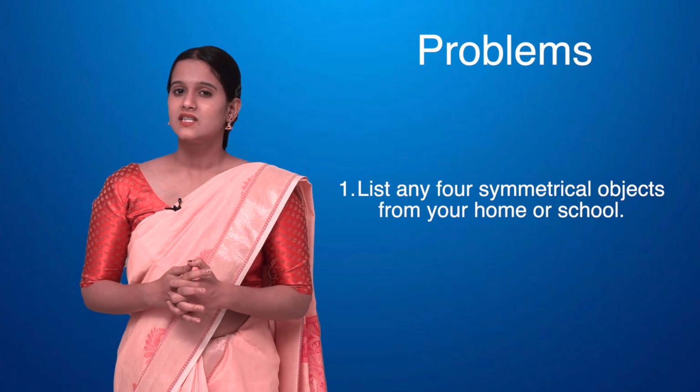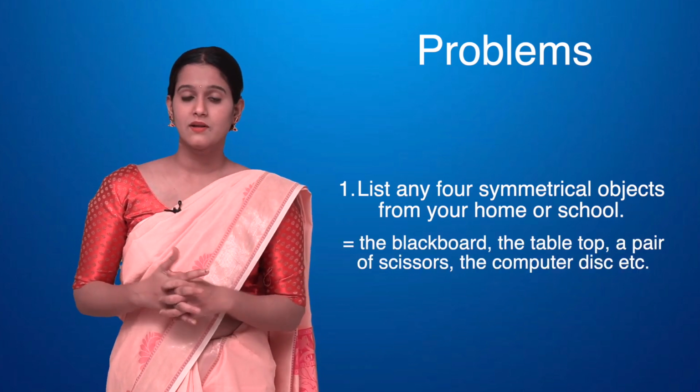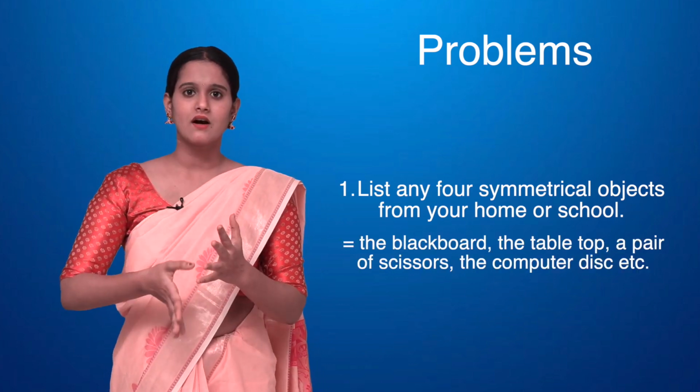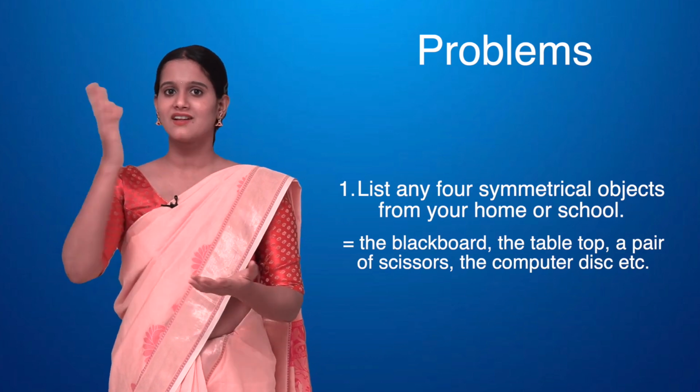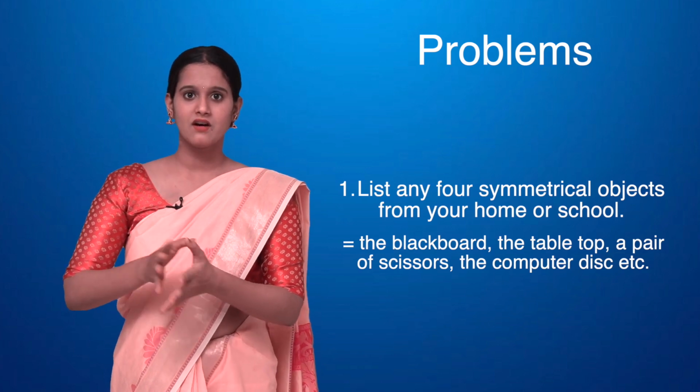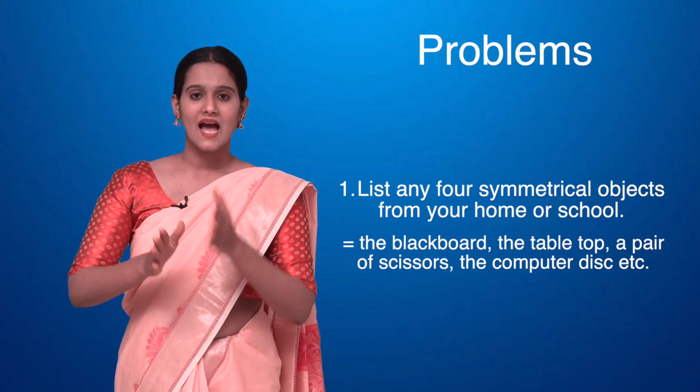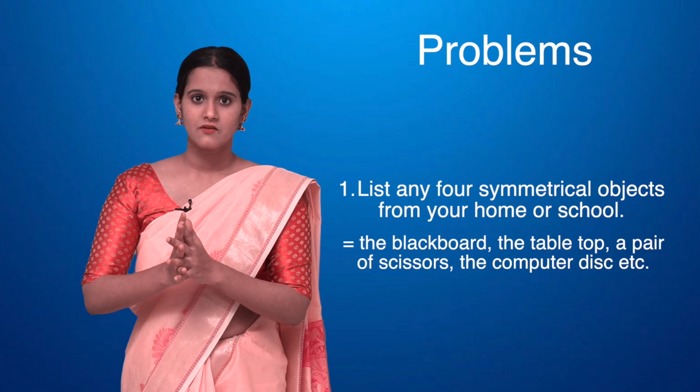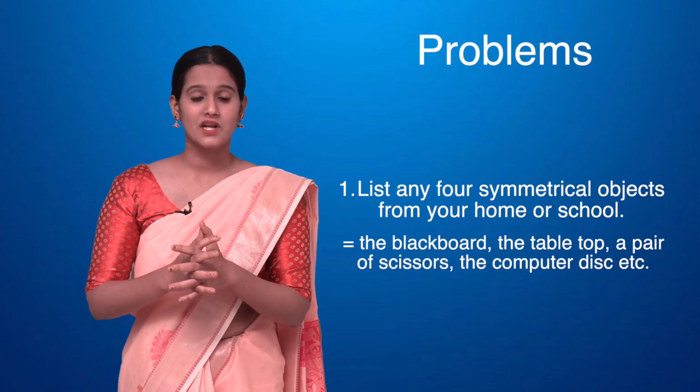Okay, so see, if I take a blackboard, the blackboard can be divided into correct halves. So one half would be symmetric to the other, right, students? If I can't fold it, but I place a mirror along that line of symmetry, I can see the other half in the mirror. So that is the best example, a blackboard in your school.